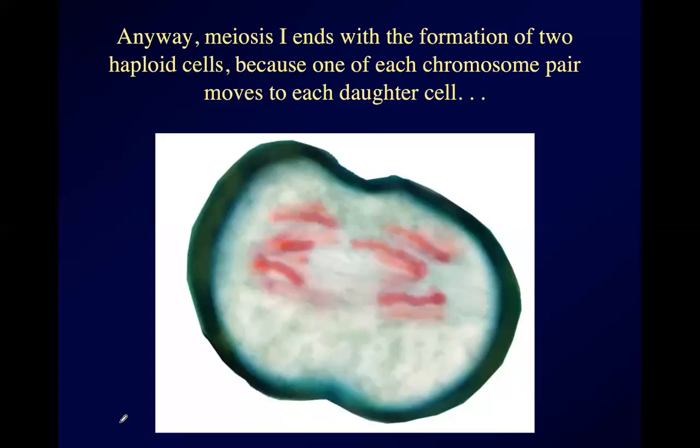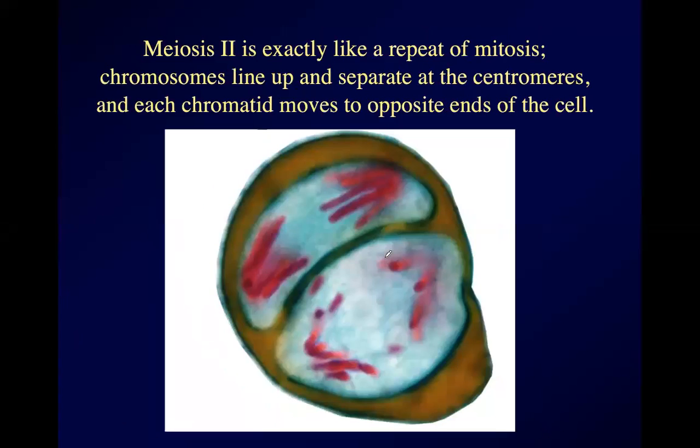Anyway, that happens, and the paired up chromosomes move to the midline and they pull apart. And meiosis 1 ends with the formation of 2 haploid cells because one of each chromosome moves to each daughter cell. This would be anaphase 1. And at the end of it, you have 2 cells. Each one has one of each chromosome, but each chromosome consists of 2 chromatids.